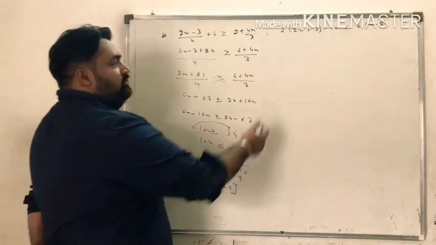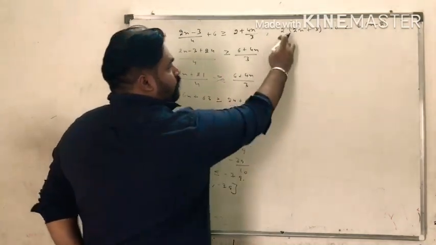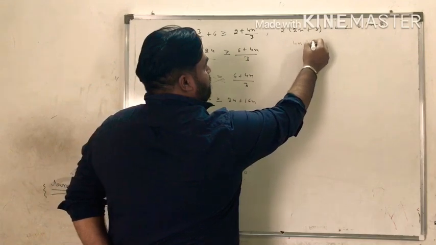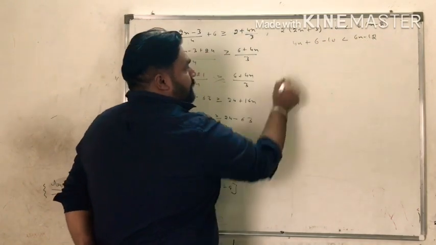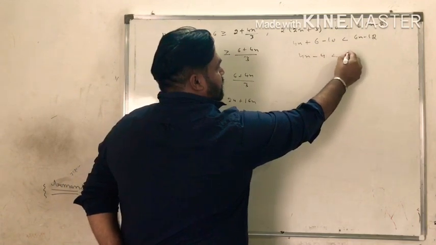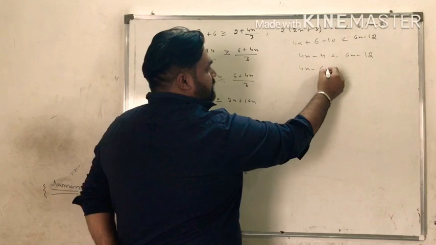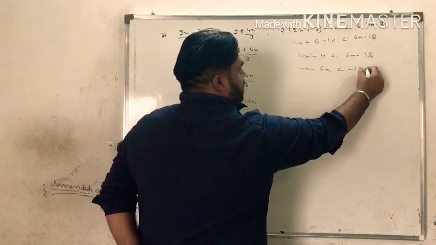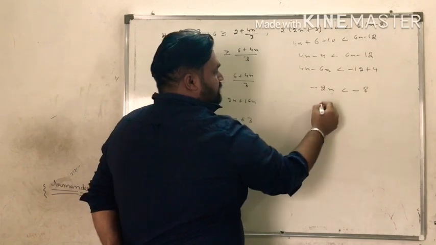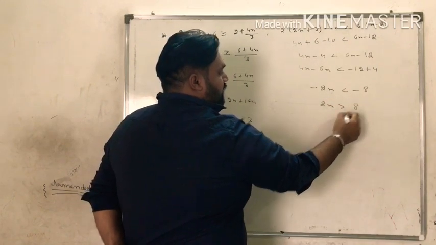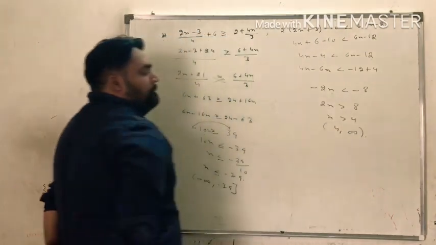Now we solve this equation. So first of all we solve the brackets. 2 multiplied by 2x, 4x plus 6 minus 10 less than 6x minus 12. Now 4x minus 4 less than 6x minus 12. Now 4x minus 6x less than minus 12 plus 4. Minus 2x less than minus 8. 2x greater than 8. x greater than 4. So the interval is 4 to infinity.